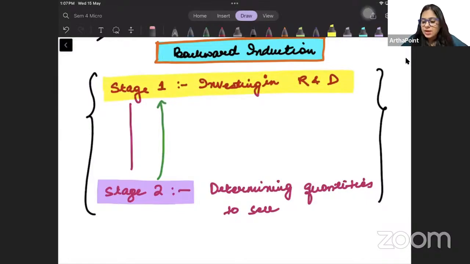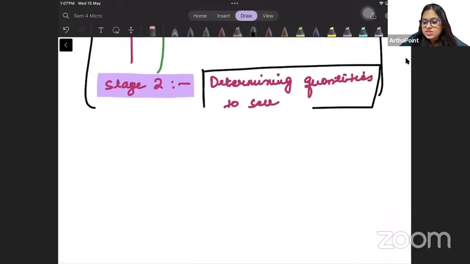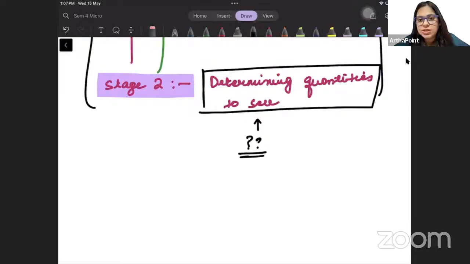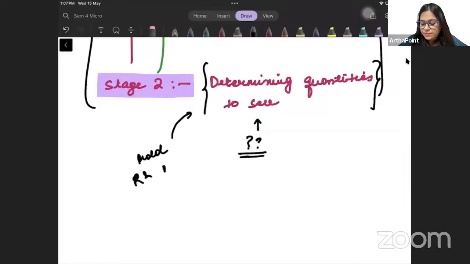Am I clear? Beta, stage 2 is what? In stage 2, firms have to decide how much quantities they want to sell. कितना output वो बेचना चाहती हैं. That is what they will determine. So while determining how much quantities to sell, जब ये determine करना है कि कितना quantities बेचना है, firms will hold R&D constant. वो xi, xj को constant hold करें. ठीक है, अब थोड़ा सा आगे समझते हैं.